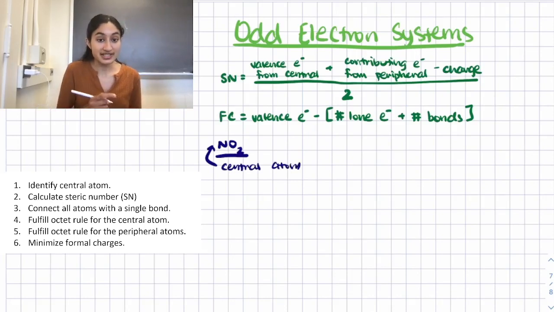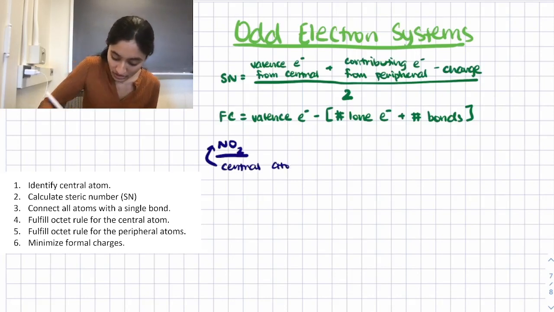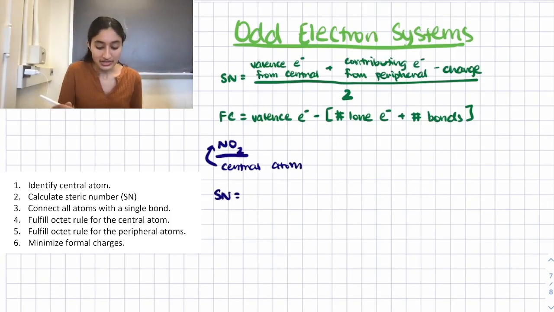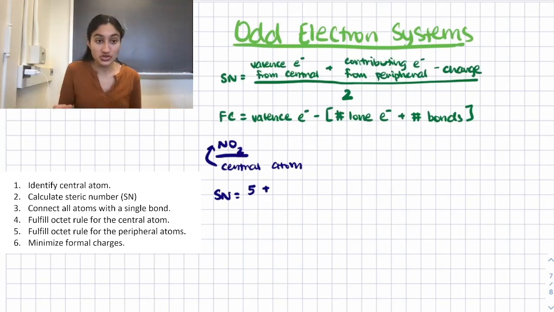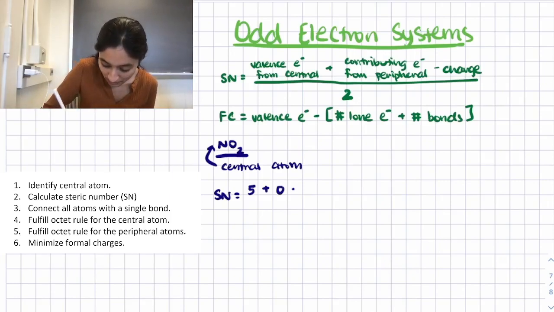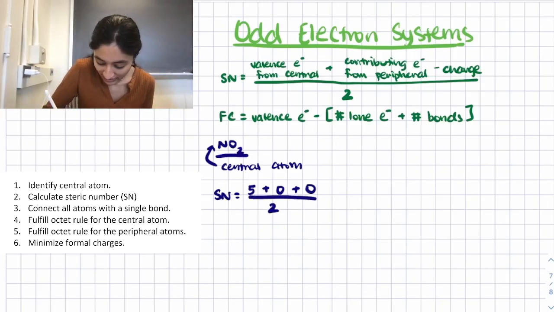Next, we need to calculate steric number. I have the steric number formula above, and the valence electrons from the central atom, nitrogen, is 5. Oxygen contributes no electrons, so we're going to have a 0. There's no charge on this molecule, so it's going to be 0. You're going to divide this by 2, and you're going to get 2.5.